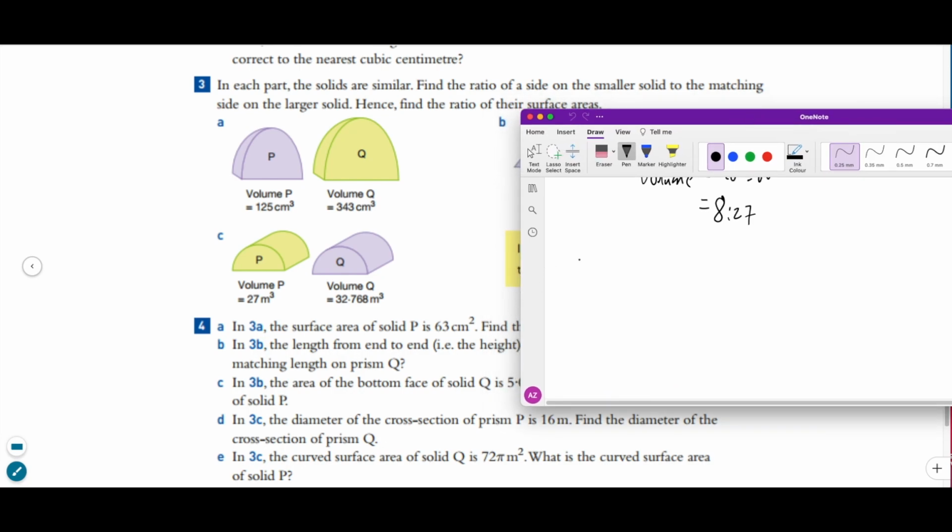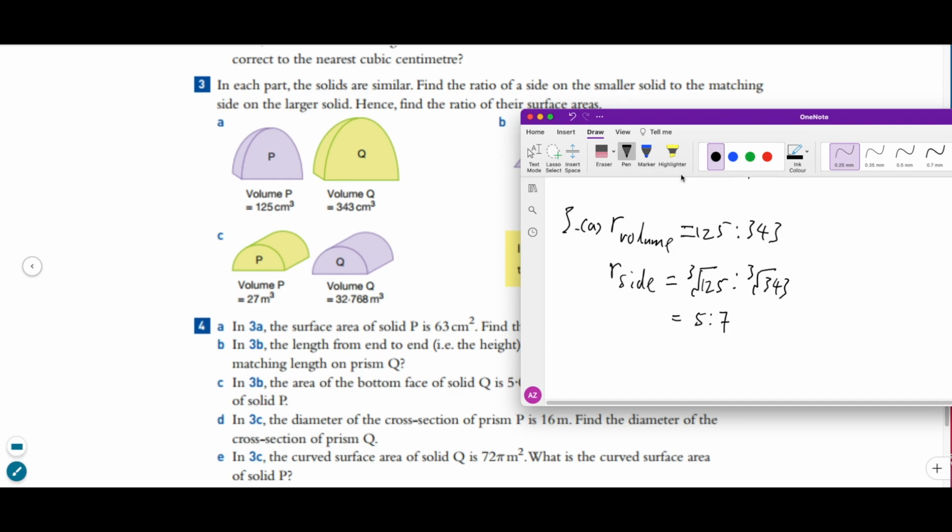So 3a. So they give you the ratio of the volume. So the ratio of volume is what? 125 to 343. Now, the question says find the ratio of the side. So then just do ratio of side. Now to go from volume to side, you just take the cube root, right? So cube root of 125 to the cube root of 343. So I think this should just be 5 to 7 if I remember correctly.